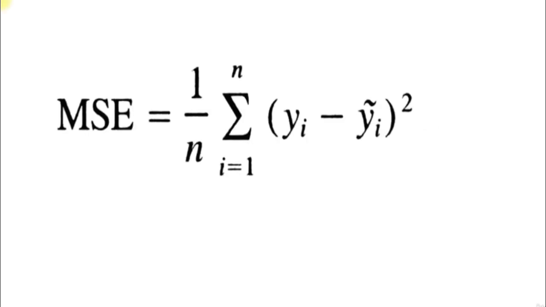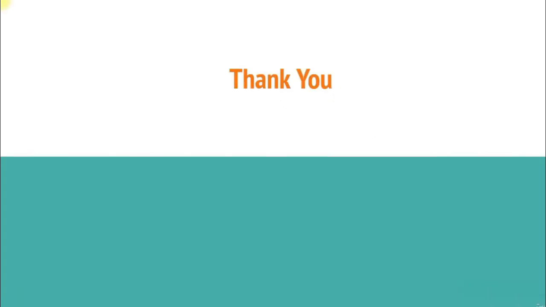Again, we have one more metric called MSE, mean squared error. Instead of taking absolute value, we take the square of the difference to avoid the negative value. And again, we add all of them and divide by the total number of observations. So these were the two important metrics for regression.